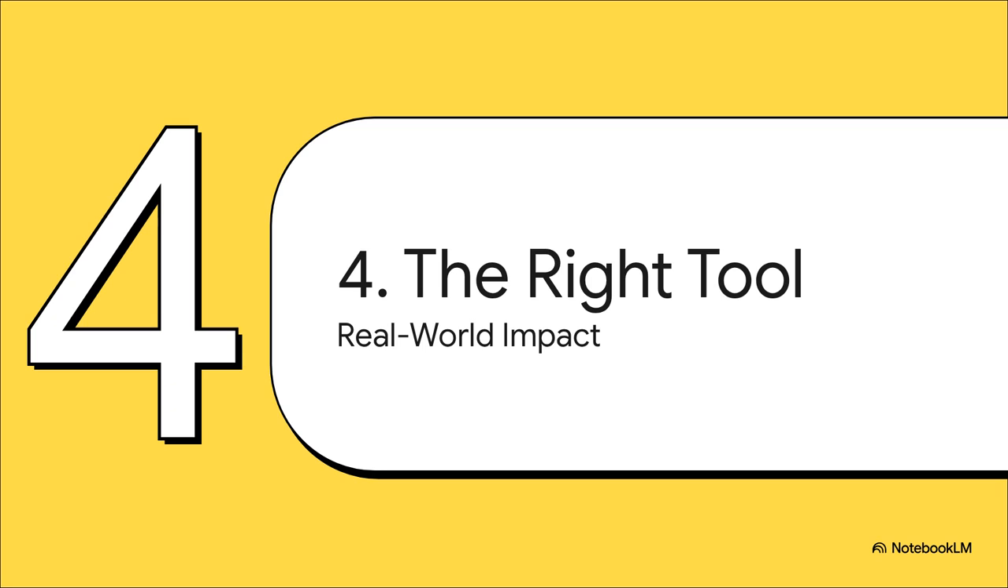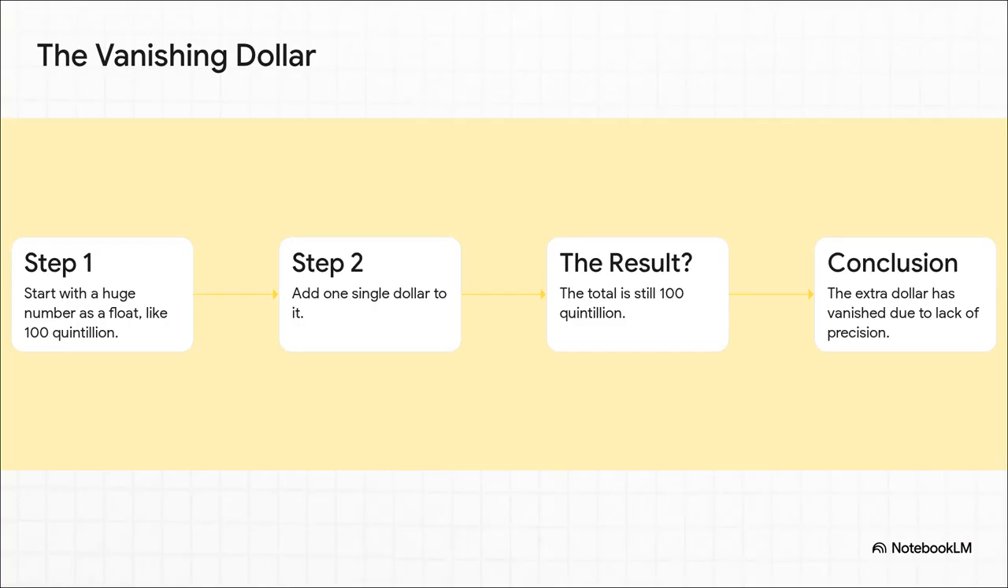Okay, now that we know the why behind all this, let's look at the real-world impact. What really happens when you choose the wrong tool for the job? Imagine this scenario. You're storing a massive number, say 100 quintillion, using a double. Then you perform a simple operation. You add one single dollar. So what's the result? It's still 100 quintillion. Wait, what happened to that extra dollar? It just vanished. Poof. It was so tiny compared to the main number that it got lost in the rounding. It fell below the double's precision threshold and was literally erased from existence.